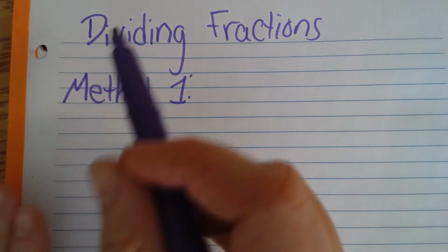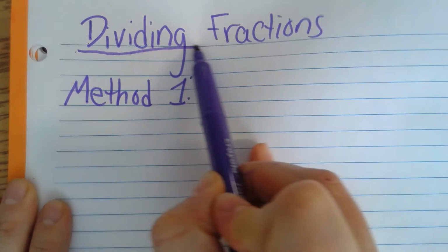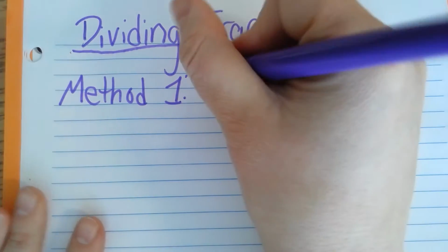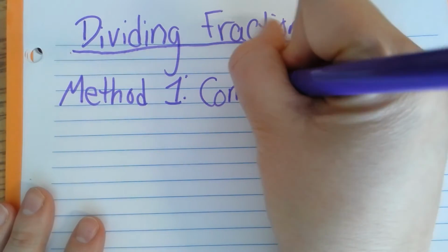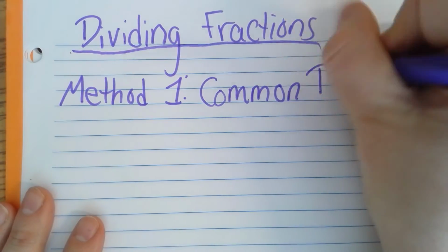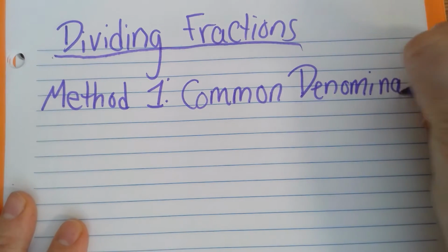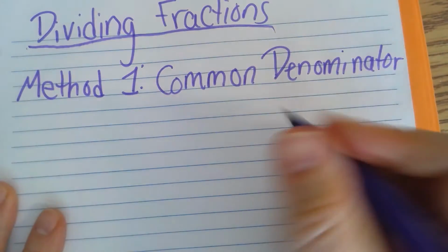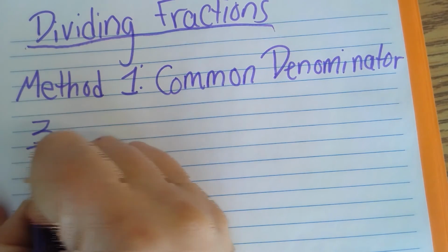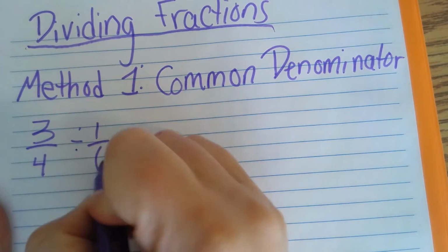So when we're talking about dividing fractions, there's two methods that are commonly used. Method one is the common denominator. So say, for example, I have 3/4 and I want to divide it by 1/6.